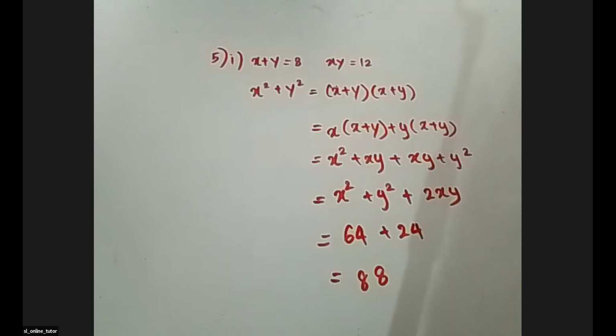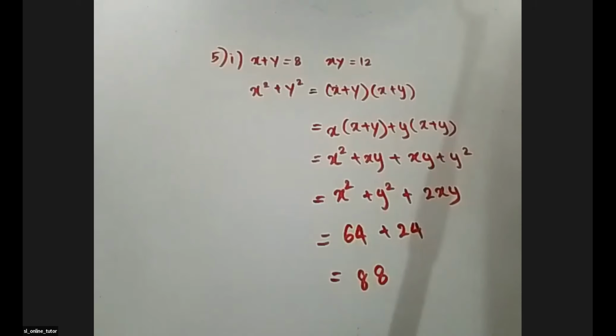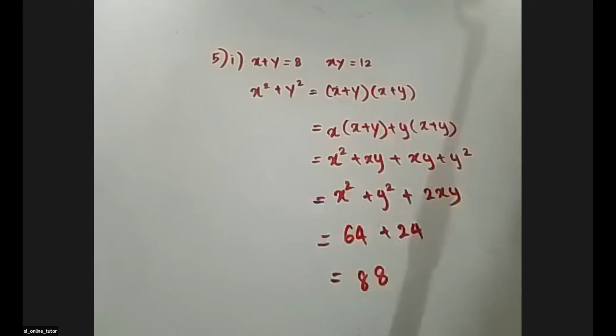88. Teacher, I got something very different. Miss, I got 40. Miss, even I got 40. Okay, how did you get 40? I took x as 6 and y as 2. So 6 plus 2 is 8. 6 into 2 is 12. So 6 squared plus 2 squared, 36 plus 4 is 40. Send me your working, I will check. Miss, I took x plus y squared is equal to 8 squared and I simplified and I got 40.